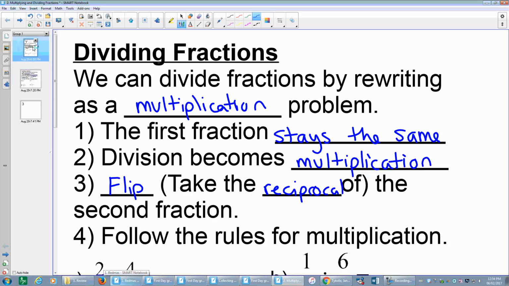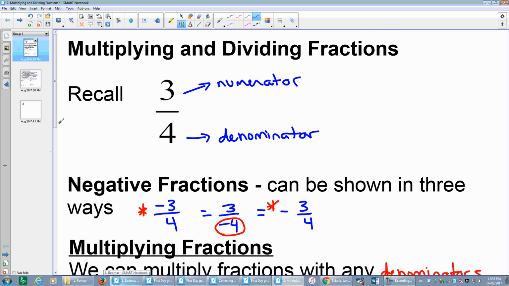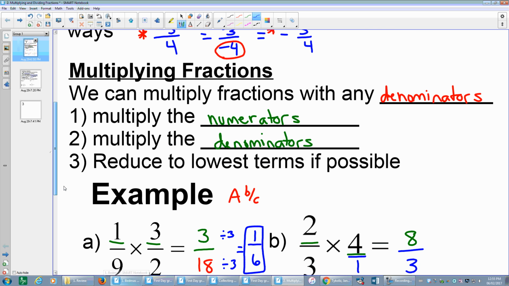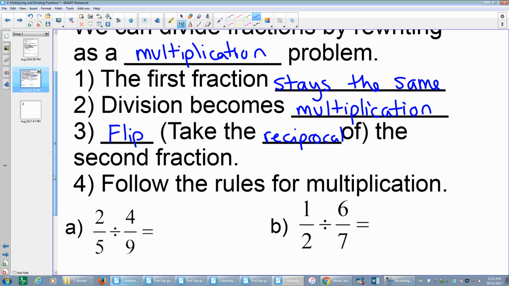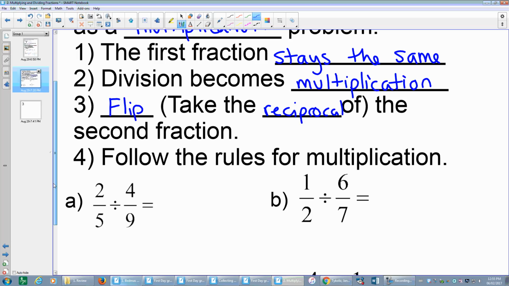Well, what are the rules of multiplication? You can look at the top of your notes. We have the multiplying fractions rules there that you are going to follow. So again, we take division and make it a multiplication problem. First fraction stays the same, division becomes multiplication. Flip the second fraction, follow the rules for multiplication.